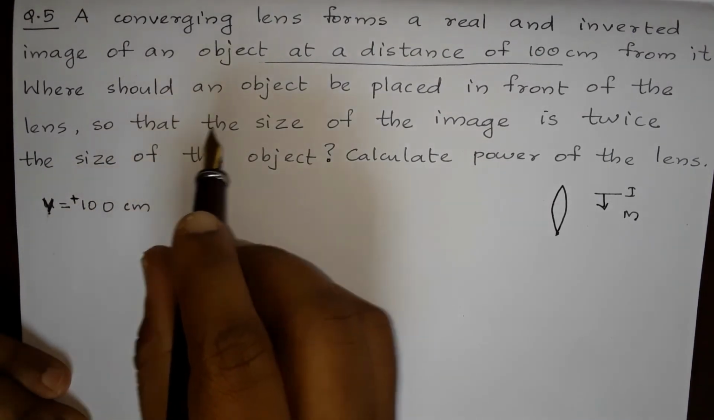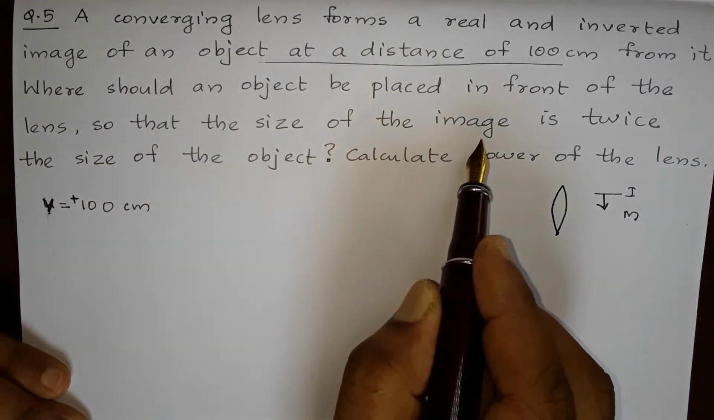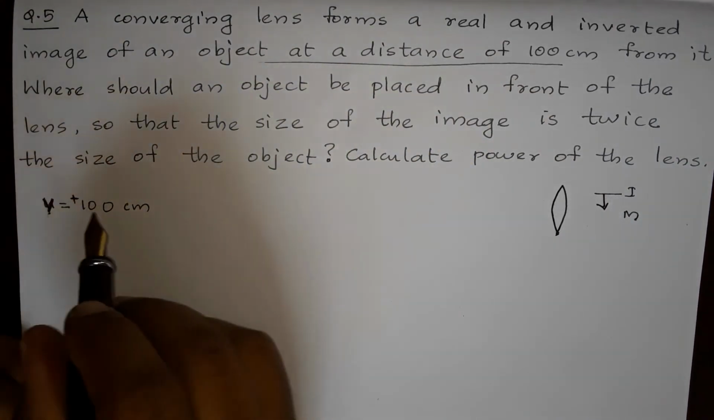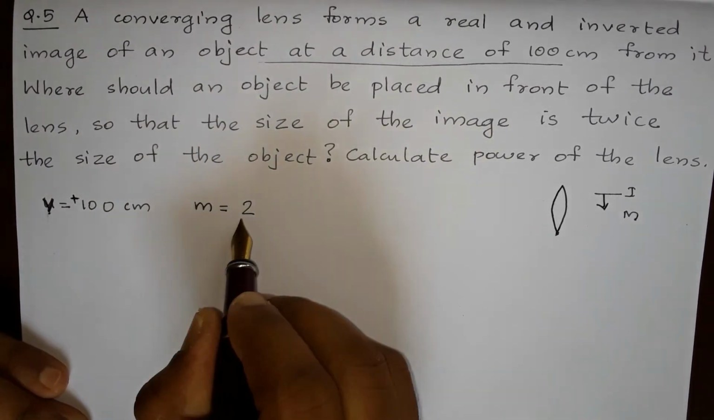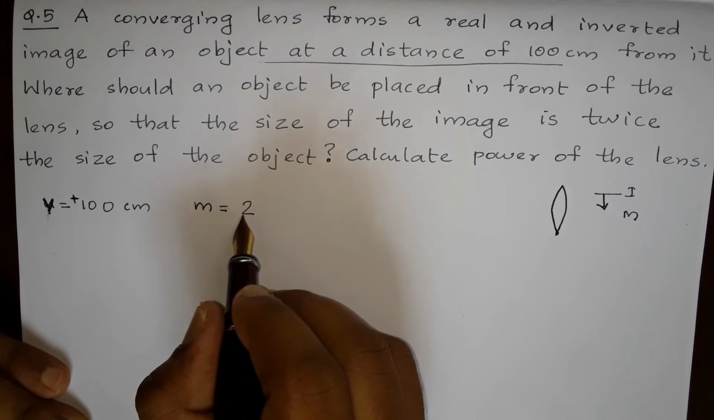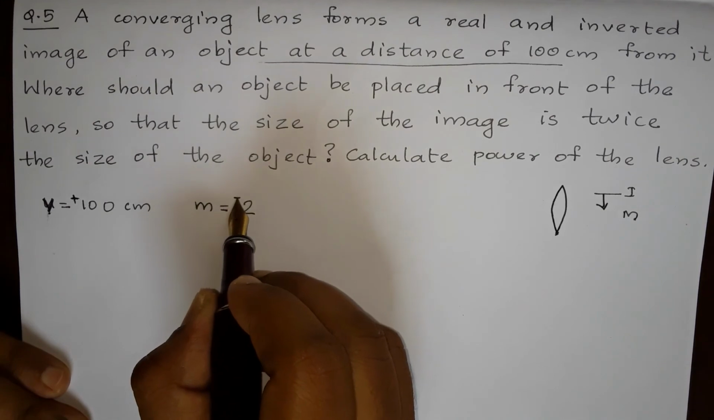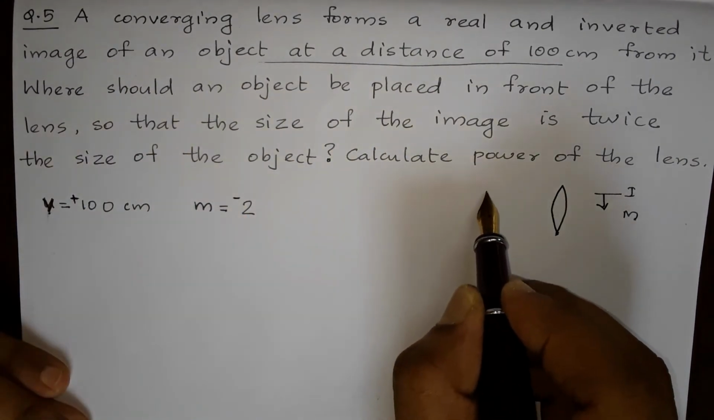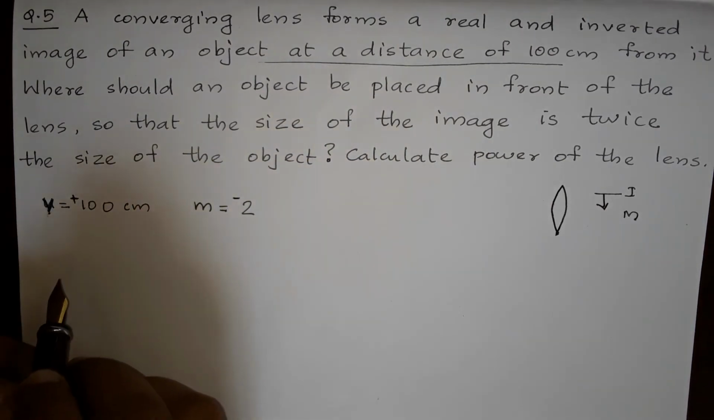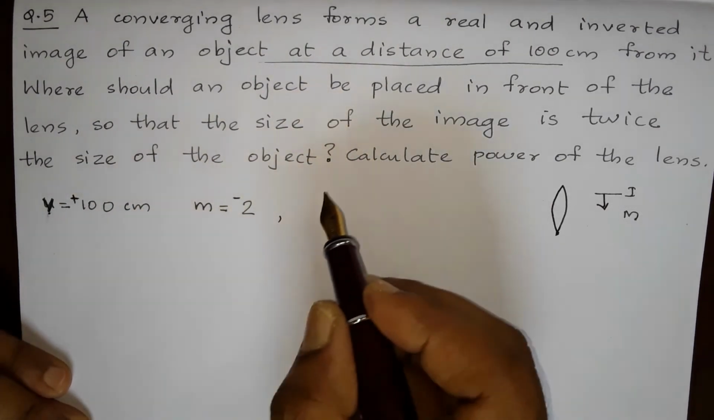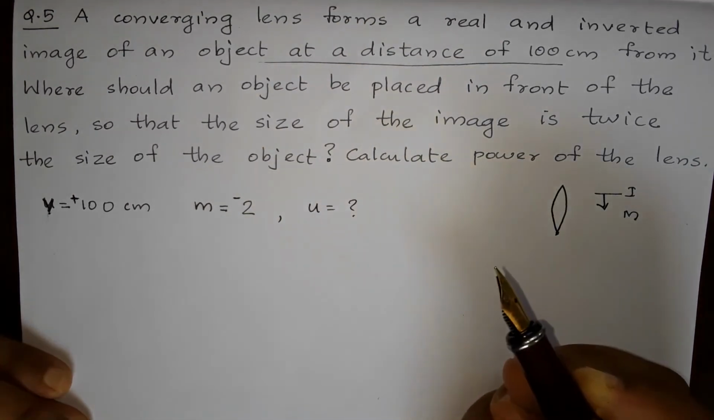Now where should an object be placed in front of the lens so that the size of the image is twice the size of the object? So magnification needed is 2 times. Now what is the sign of this magnification? Here the image formed is inverted. That means m is negative. Object will be erect and image is inverted. So m is negative. Now where should the object be placed? Means we have to find the value of u.